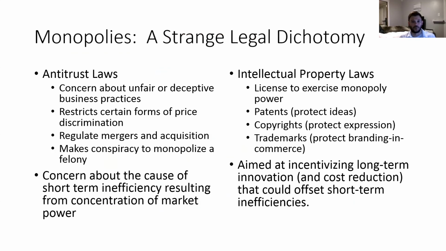So there is a weird necessity of monopolies in some respect: if people aren't going to be rewarded for their good ideas with the opportunity to extract excess profits, then those good ideas are going to go away. So this was an interesting thought, I think, to leave you with, that we have this strange legal dichotomy, these two types of laws, one saying that monopolies are bad and we shouldn't have them, and the other one essentially offering a government license to run monopolies.